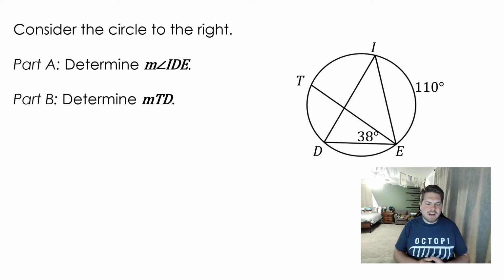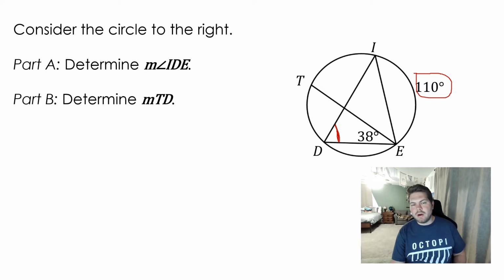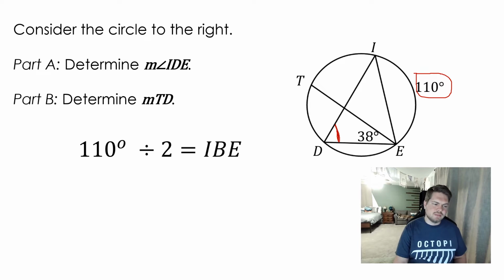All right, in this problem we are looking for something similar. We are given an arc length of 110, and we want to find the inscribed angle. So we're going to use our formula: 110 times 1/2, or divided by 2, should equal angle D. Or I put IBE, I meant to put IDE. Once you divide by 2, you get 55.